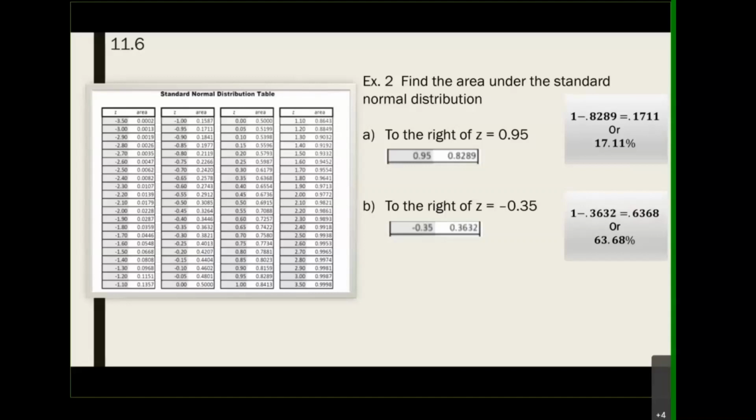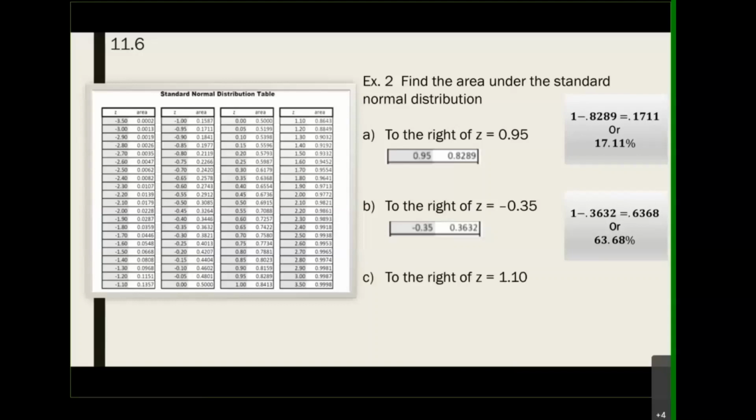Questions like this, A or B. Again, those are the only two things that differ. If it asks you for the area to the left, life is good, ladies and gentlemen. The answer is in your chart. You're looking for your Z, and you find the corresponding area related to that Z-score. If it's to the right, not so bad, right? You're just looking for a Z, but you have to subtract the area from 1, or 1 minus the area. It's not 1 minus a Z, okay? A Z is different. The area is what we're looking for, okay?